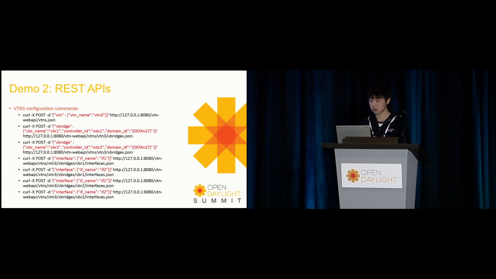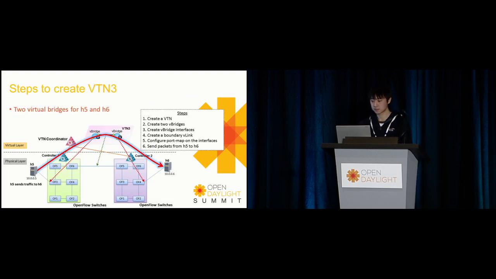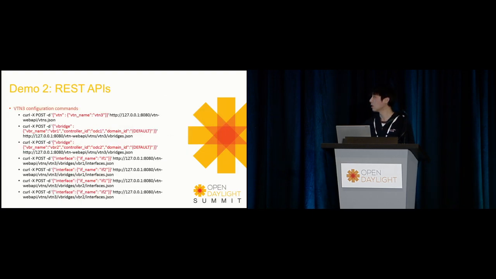Okay, so these are the configuration commands to create VTN 3. For example, this first command is the first step I explained here. Now, for example, the second step, to create two virtual bridges, is these two lines. So we can describe the name of the virtual bridge here.